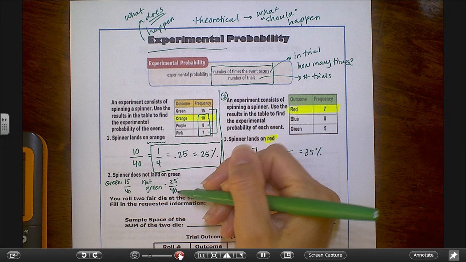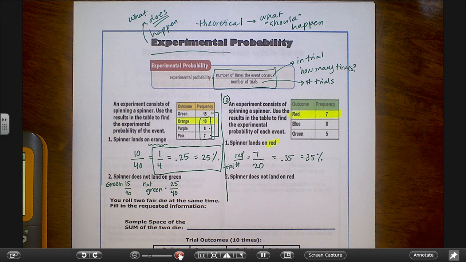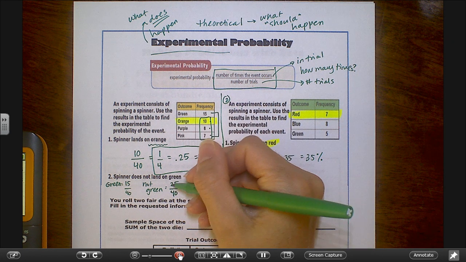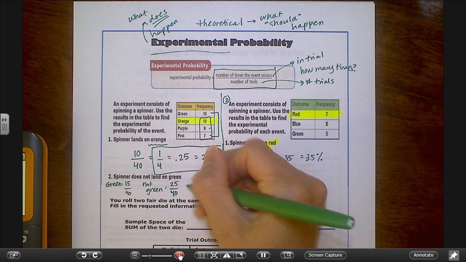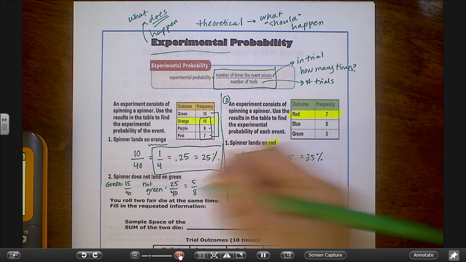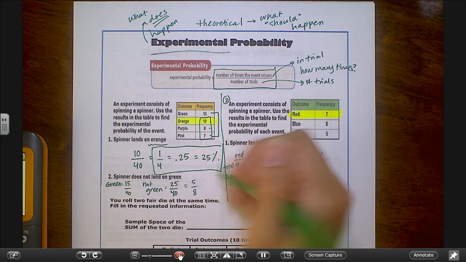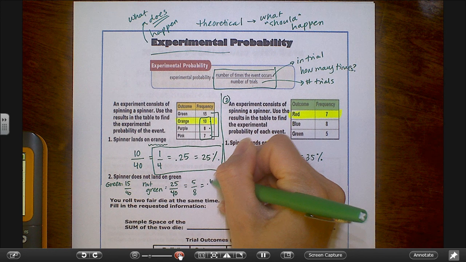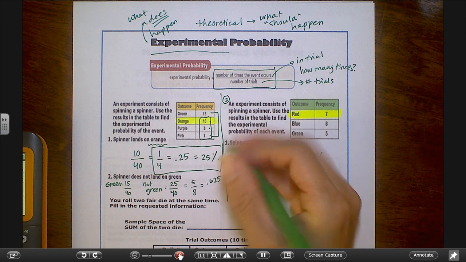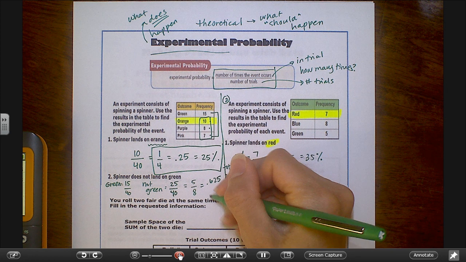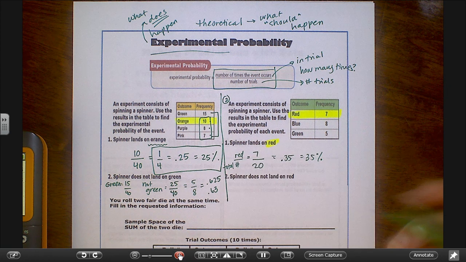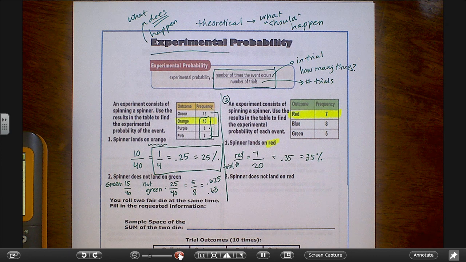Now, this is definitely not in lowest terms, so you'll want to do that. Each of these is divisible by 5, so we have 5 over 8. This is also 0.625, so you'd probably round it to 0.63 or 63%, depending on what it's asking.